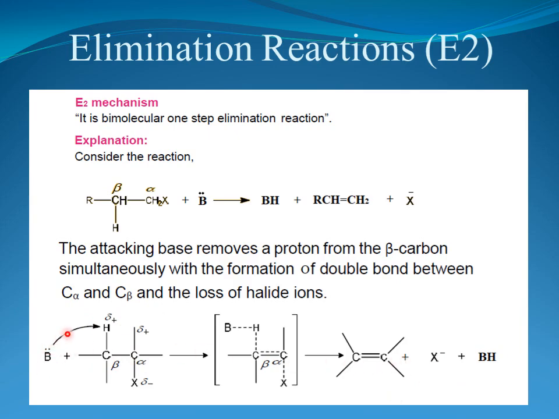Now you can see base is abstracting the proton. This bond will shift between these 2 carbon atoms, eliminating this X atom. Now students, just like SN2, a transition state, a high energy, short-lived intermediate is going to form. The dotted bonds are showing the bonds which are forming and breaking. The bond between B and H is going to form. The bond between C and H will be broken down. A new pi bond will be created between these 2 carbon atoms, eliminating this X. So this is an intermediate state.